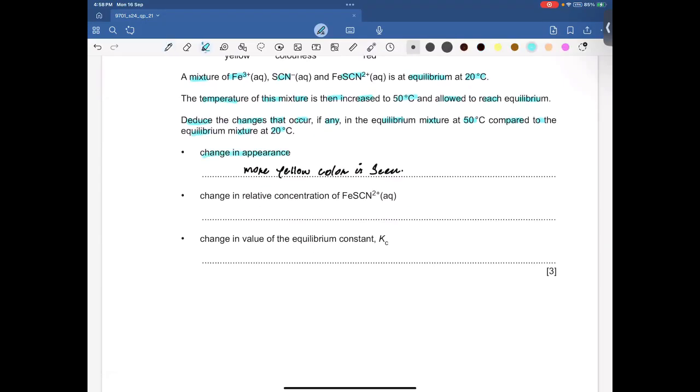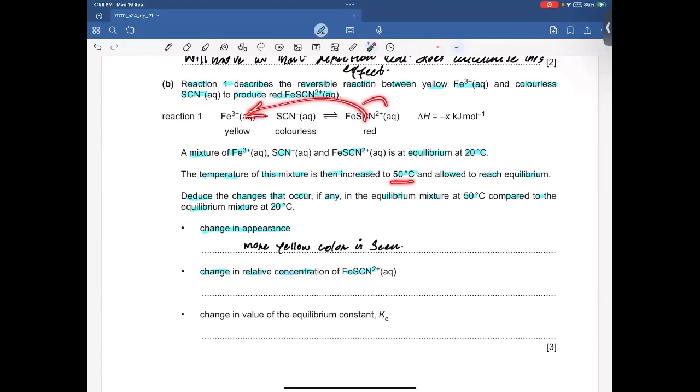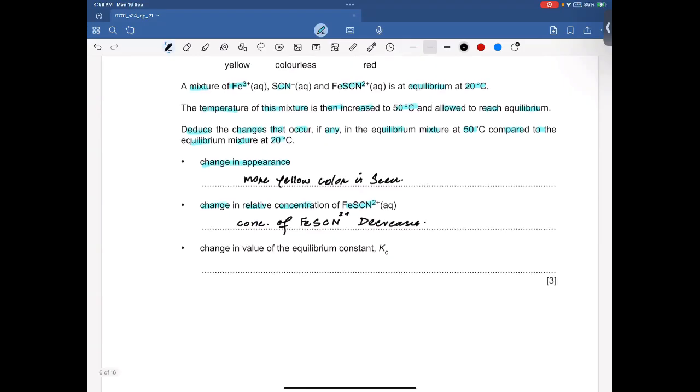Now, change in the relative concentration of FeSCN2+. Obviously, if equilibrium at high temperature shifts towards the left-hand side, the concentration of this ion decreases. The concentration of FeSCN2+ decreases because equilibrium favors the left-hand side.